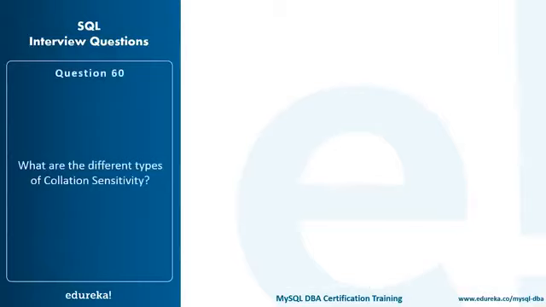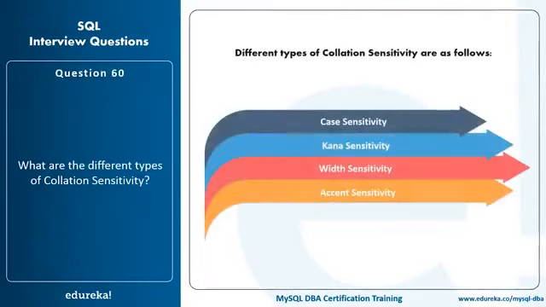What are the different types of collation sensitivity? The different types of collation sensitivity are case sensitivity, kana sensitivity, width sensitivity, and accent sensitivity. So guys, these are the 4 main types of sensitivities of collation.